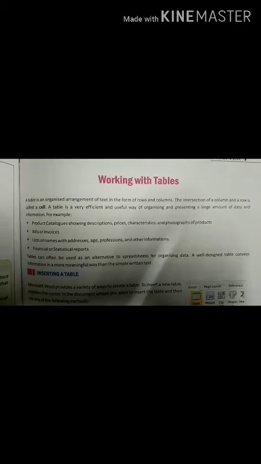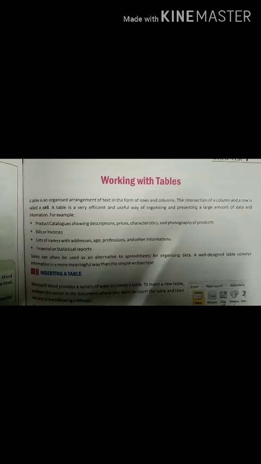of data and information. Like if we want to summarize any type of information, we can get all the information from the tables. Why? Because a table is made with the help of various rows and columns. For example, a product catalog showing descriptions, prices, characteristics, photographs of products, bills of invoices, lists of names, addresses, etc.